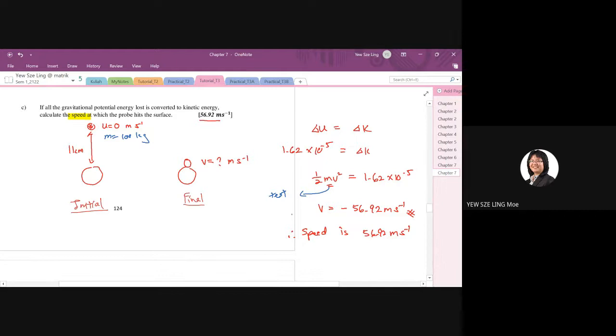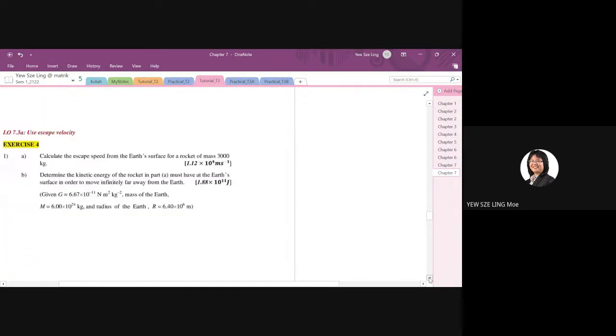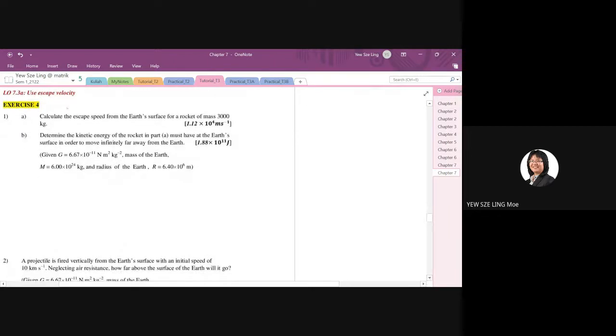All right, now let's proceed to the next question. So the next question is escape velocity. All right, escape velocity, what you have to know is that now you have two equations. One equation can be used at any position above the surface of the planet, of the object, and another one must be on the surface. All right, so the first equation is at any position.